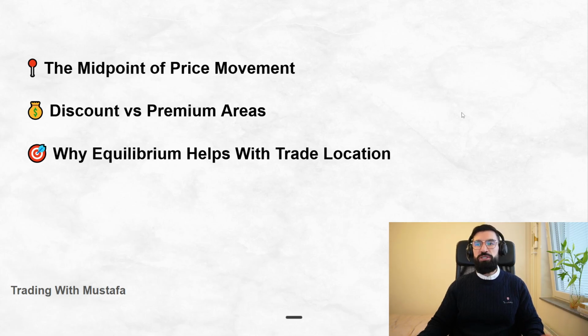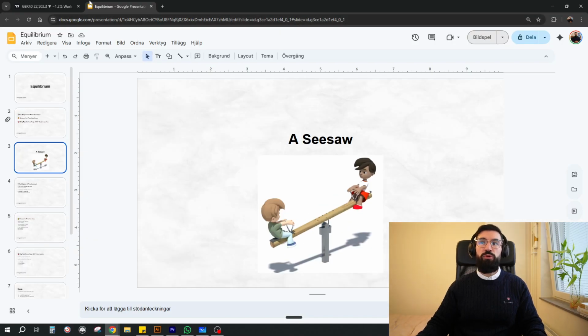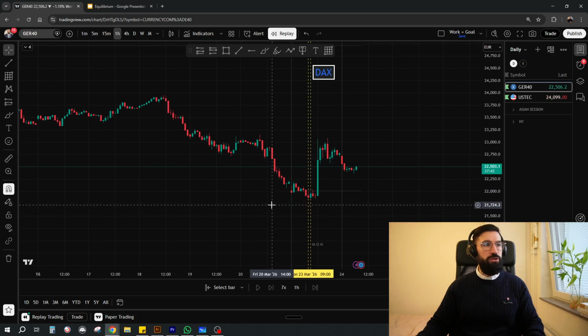So I want you to see equilibrium in the market as a seesaw. We've all been to playgrounds and sat maybe on a seesaw, playing with our kids or our cousins and family members. In the seesaw, there's a balance, all right? There's a high point and a low point, and the low point becomes the high point, and the high point becomes the low point. So I'm basically going to explain this to you and how it works by jumping directly into the chart.